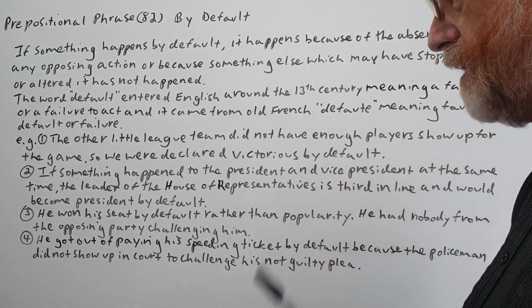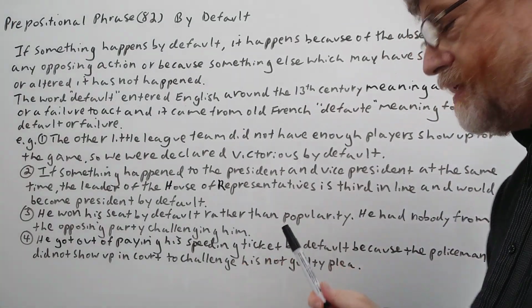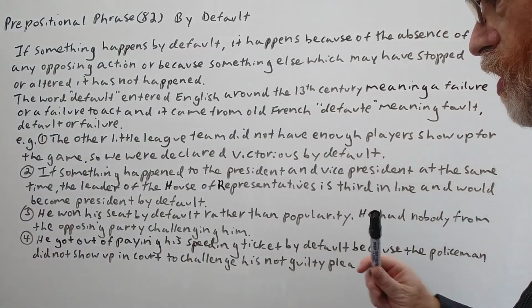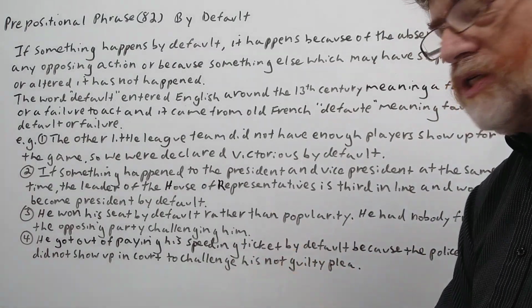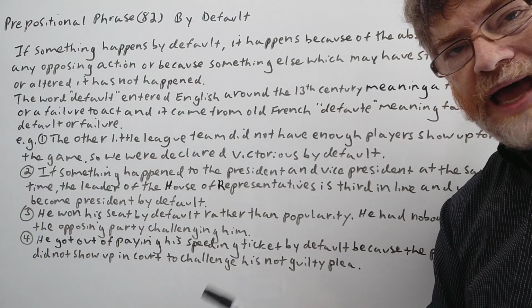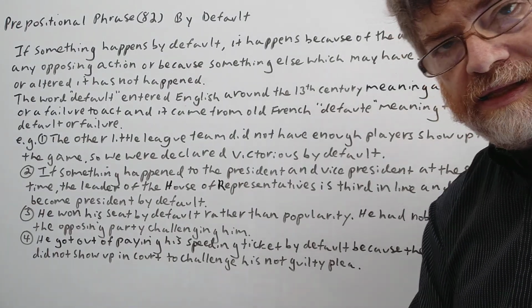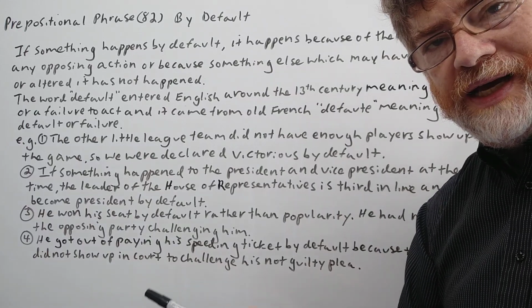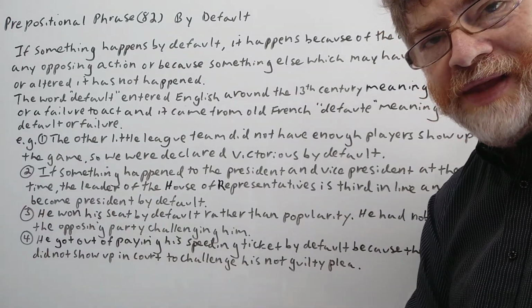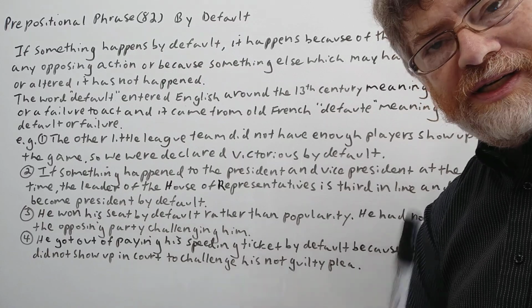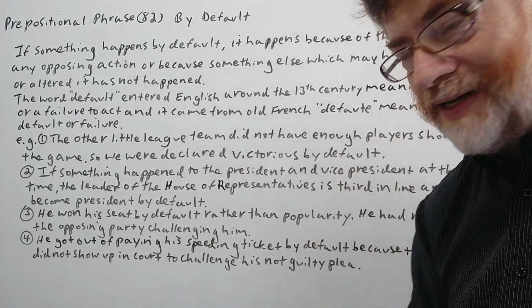All right, number 3 here. He won his seat by default rather than popularity. He had nobody from the opposing party challenging him. Yeah, sometimes like in the House of Representatives, maybe the other party did not have a good candidate. There's nobody there. So he's running against nobody. So there's only one person to vote for. So he wins by default, basically.